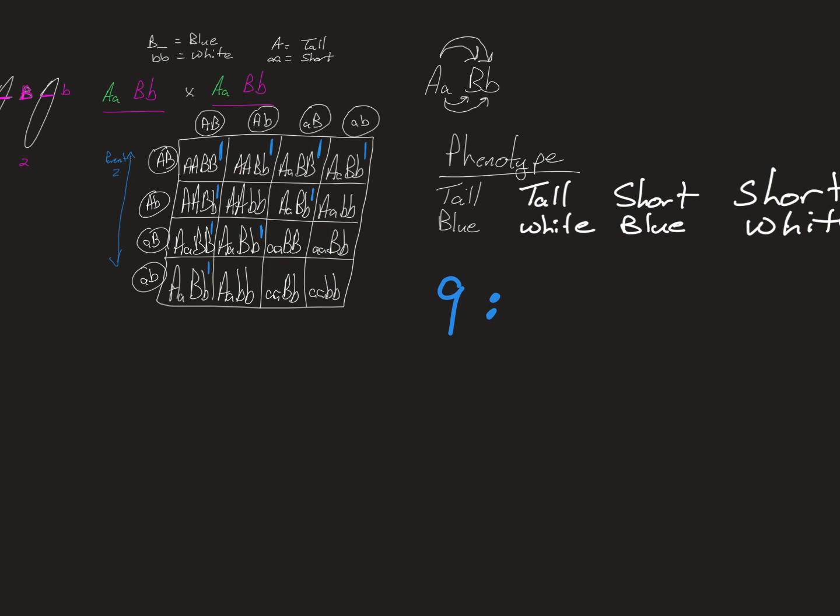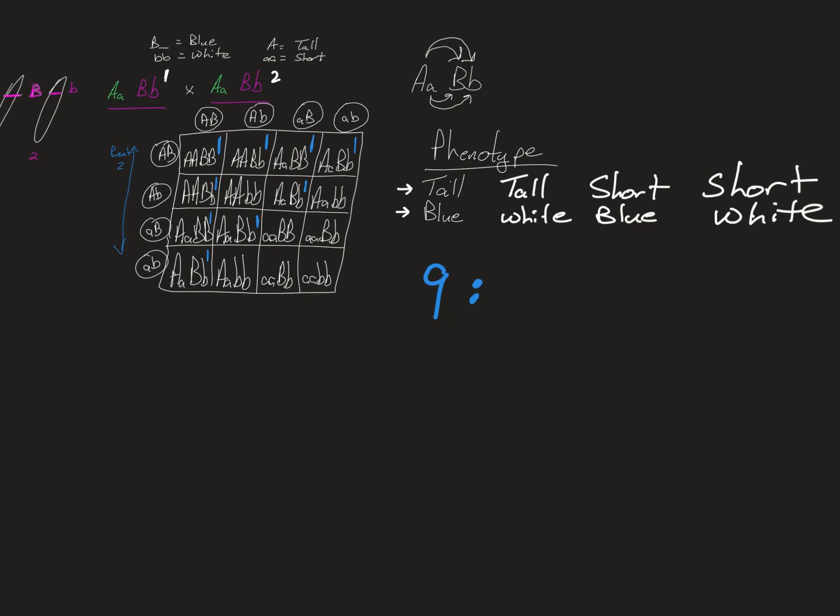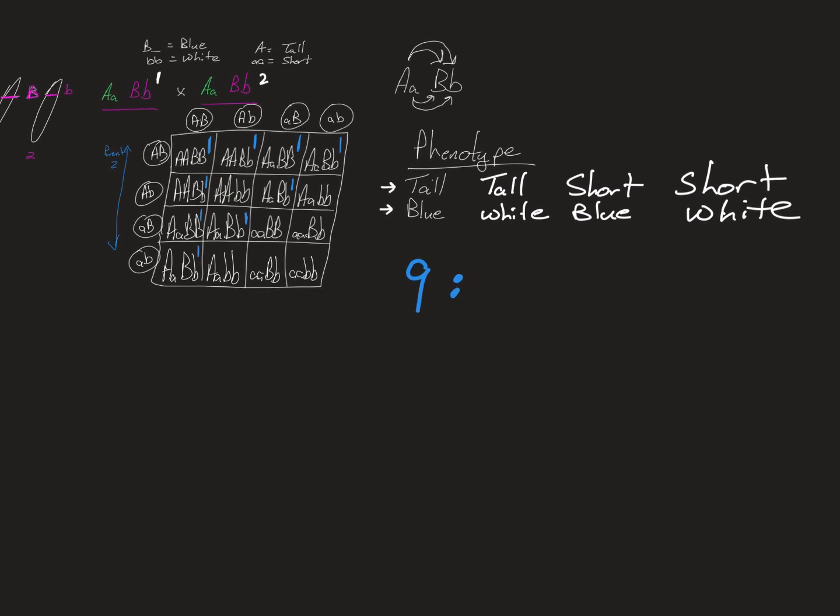When I have a dihybrid cross, that means 2 genes, and both parents are heterozygote. Parent 1 and parent 2 are both heterozygote. Then I expect to get 9 individuals where both traits are dominant once you make the cross.